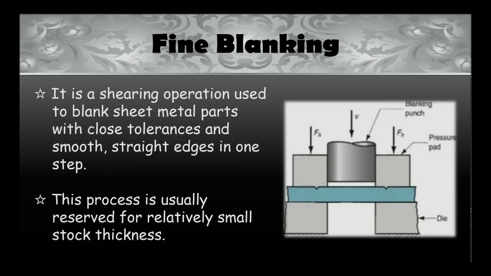Then lastly, we have here fine blanking. It is a shearing operation used to blank sheet metal parts with close tolerances and smooth straight edges in one step. So this process is usually reserved for relatively small stock thickness.